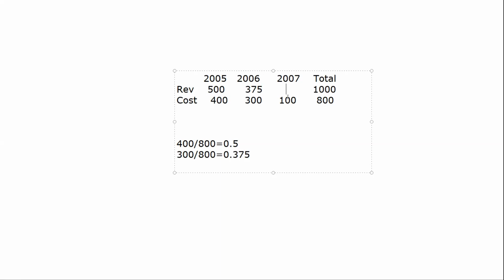So $100 out of 800 is 12.5% of the cost incurred here. So if the revenue is $1,000, or if it's 1,200, it's just $125. So this is how we do revenue recognition when it comes to percentage of completion.